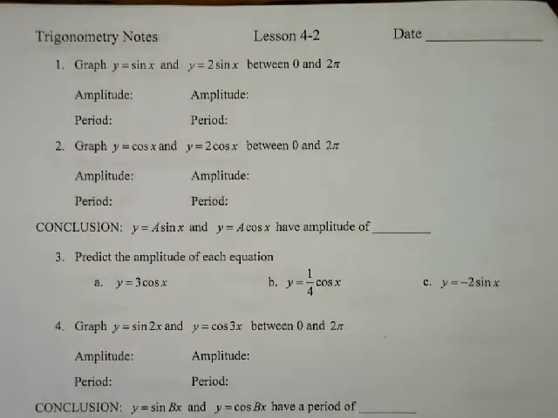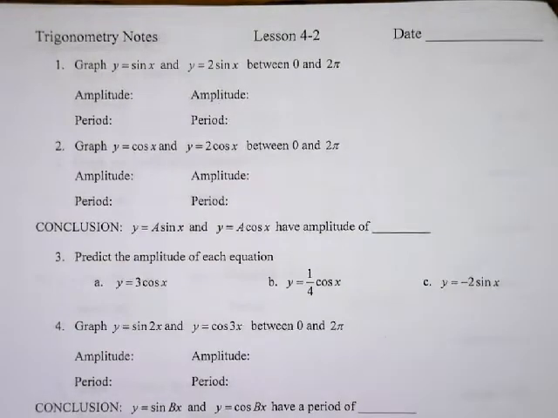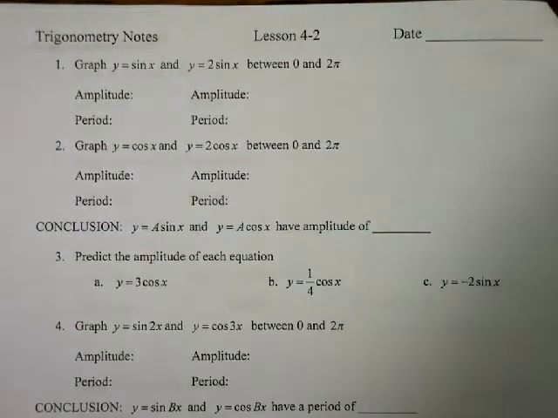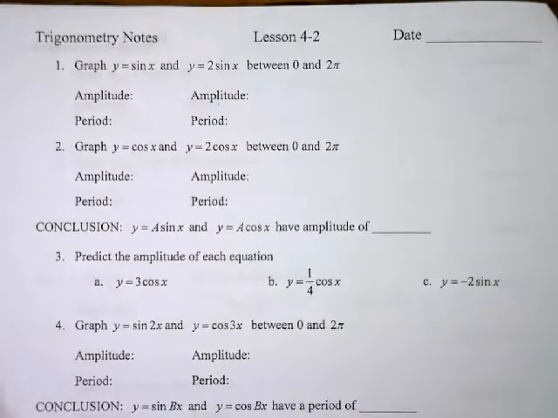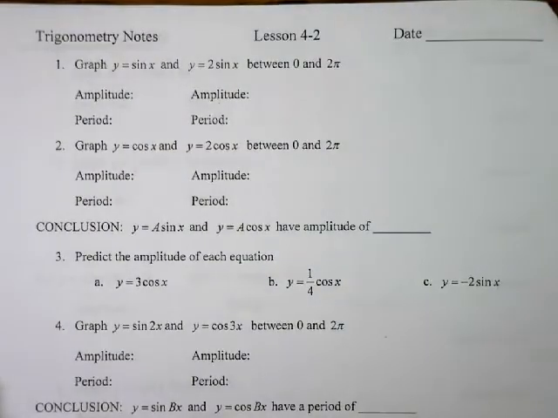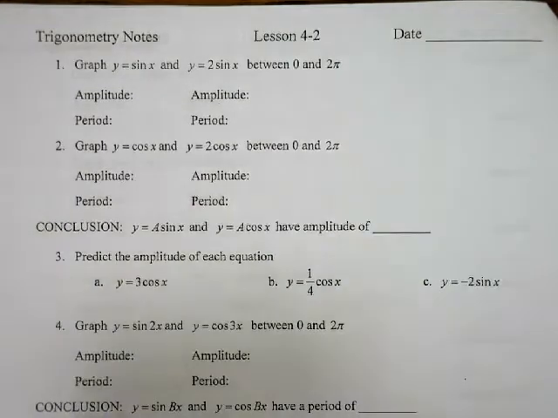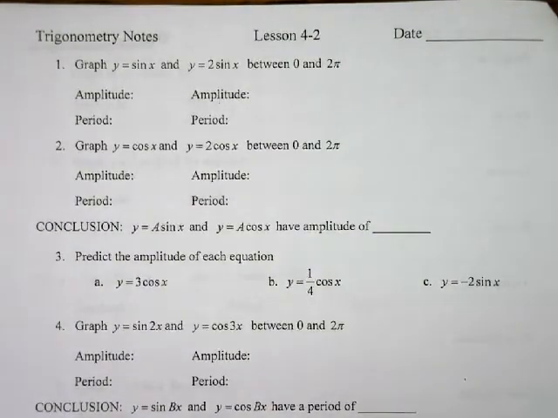Okay, in 4-2, we're going to look at amplitude, reflection, and period. All right, so we need our graphs that we did last time. So I've got my graph here. It says graph y equals sine of x and y equals 2 sine of x between 0 and 2 pi. Okay, so I'm going to show you these guys in my calculator so that you can just kind of see them.